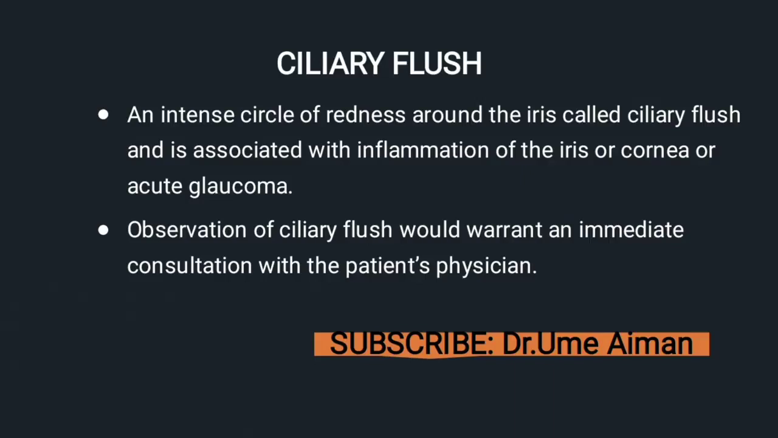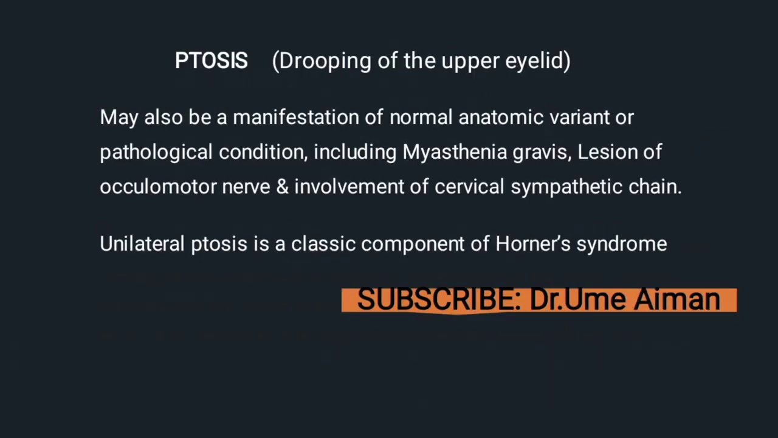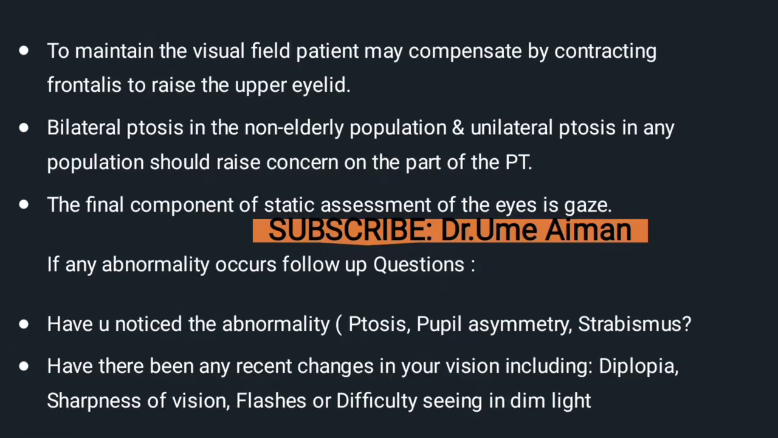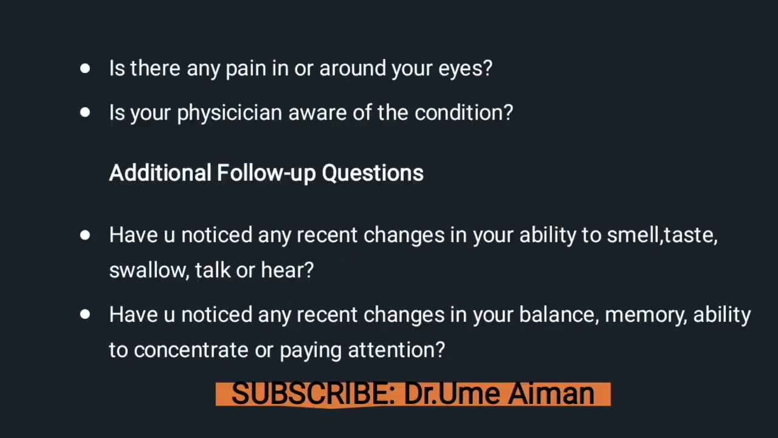Ptosis. Drooping of the eyelids. Unilateral ptosis is a classic component of Horner syndrome. To maintain the visual field, the patient may compensate by contracting the frontalis to raise the upper eyelids, which may be called frowning. Bilateral. Is there any pain in or around your eyes? Is your physician aware of the condition?